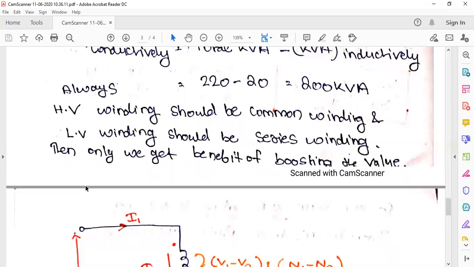if we take it reverse, it won't work. Also the polarity is very important, where we keep the dot. The dot concept also is very important. So why do we need an autotransformer? Because we get the boosted up voltage. So this is important for getting a boosted voltage. Okay.